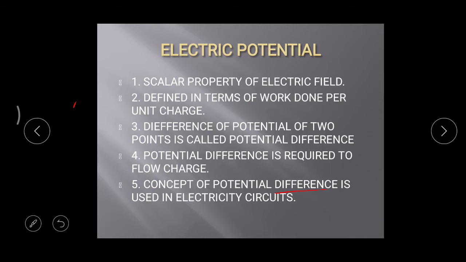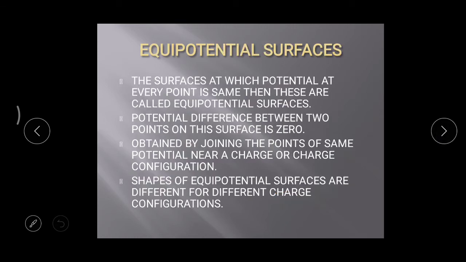When a charge is placed in space or a charge configuration is placed, then the potential near to these configurations or charges may be same or may be different. If these are same, there are some points where potentials are same, and if we join these points near the charge, then we get some surfaces, and these surfaces are called equipotential surfaces. So as the name suggests, the surface at which every point have same potential are called equipotential surfaces.